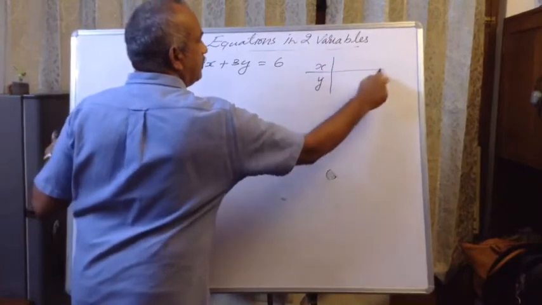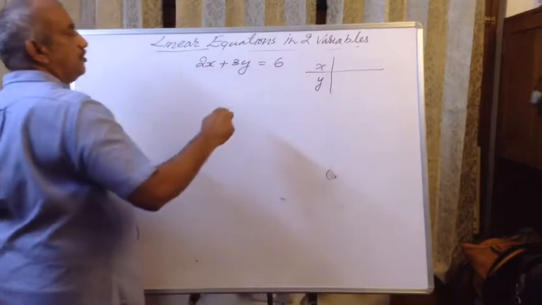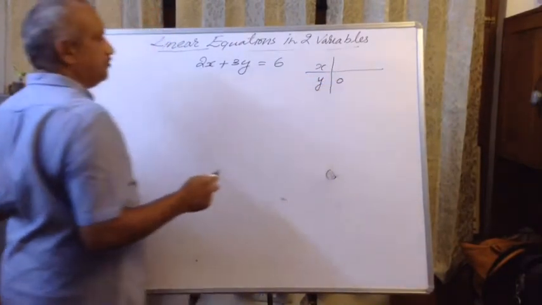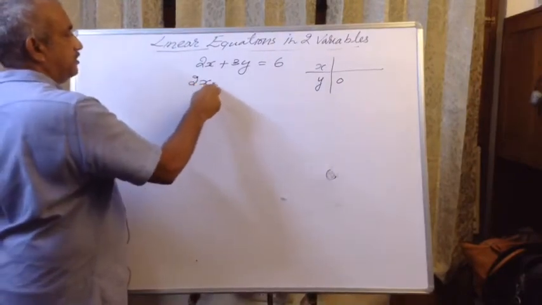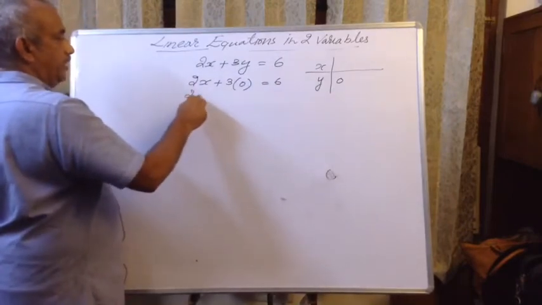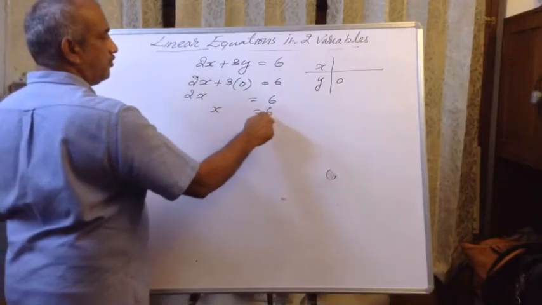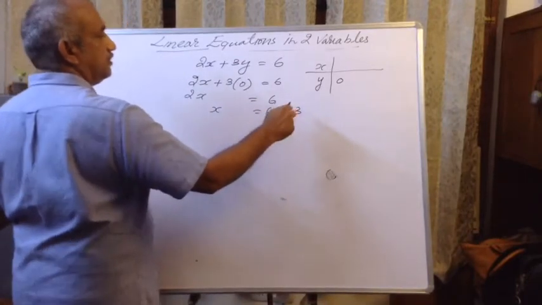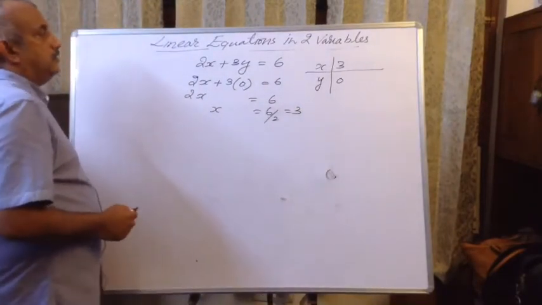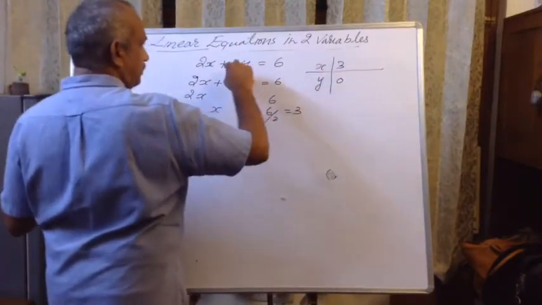You have to do some mental calculation, because if y is 0, then x is equal to 6 upon 2, we will get 3. So y is equal to 0, I am putting 2x plus 3 into 0 is equal to 6. 2x plus 0, I cancelled, so 2x is equal to 6, x is equal to 6 upon 2, which is equal to 3.